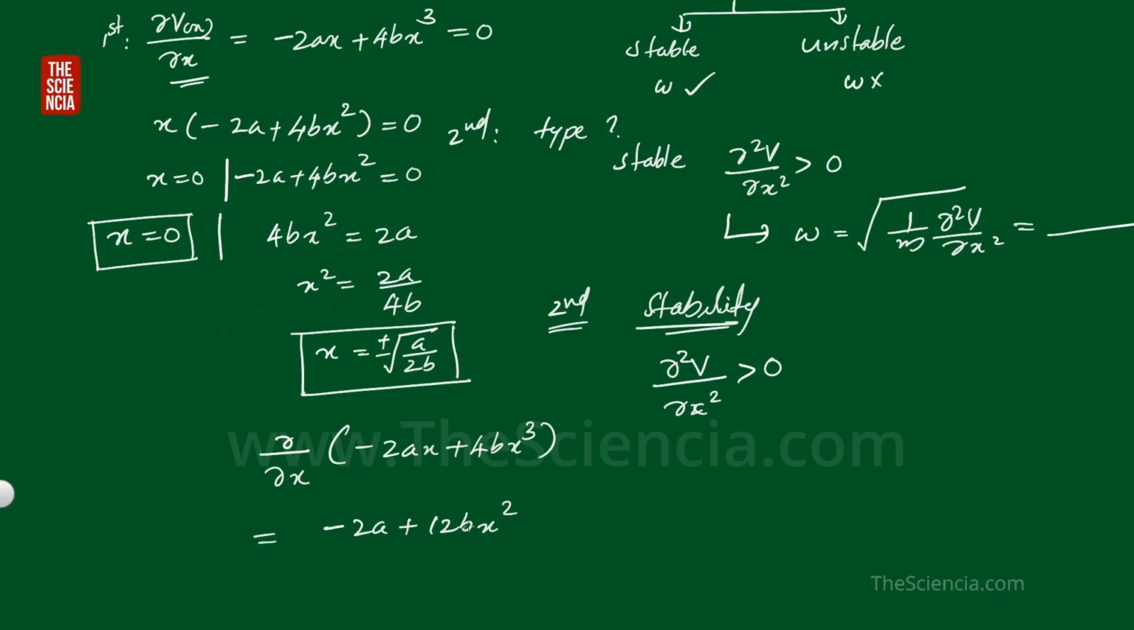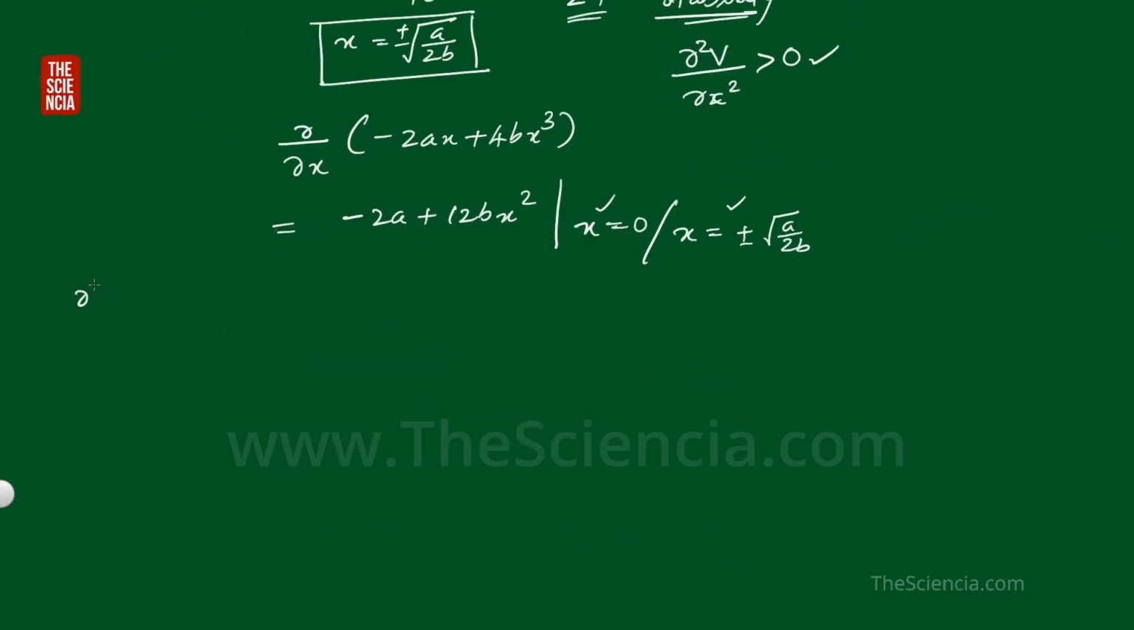Now we have to check which equilibrium point is satisfying this condition. That is, we have to substitute x equal to 0 and x equal to plus or minus root a by 2b. If the value at x equal to 0 is positive, then we can say x equal to 0 is the stable equilibrium point, and if the value at x equal to plus or minus root a by 2b is positive, then we can say this one is the stable equilibrium point.